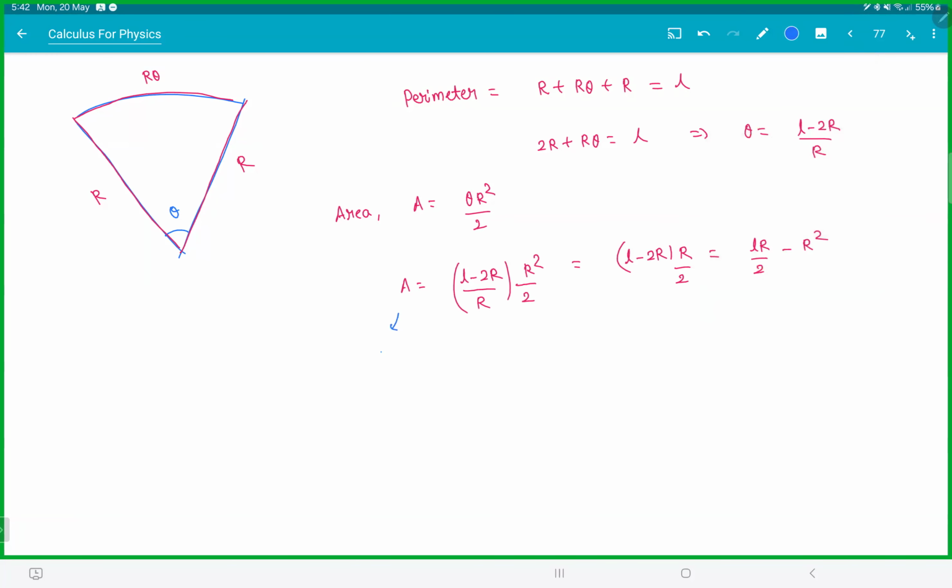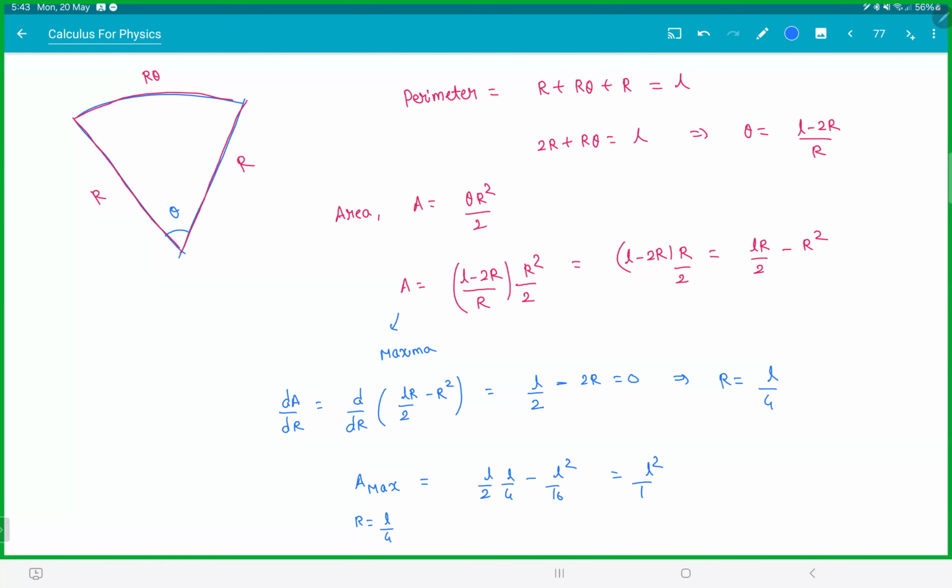So you want to maximize this function. So dA by dr will be d by dr of (Lr by 2 minus r square). This would be L by 2 minus 2r equal to 0. So we have r is equal to L by 4. We are done. Take this and substitute there. So we get A max when r is equal to L by 4. So you have L by 2 into L by 4 minus L square by 16, which is L square by 16. Check. That's your answer.